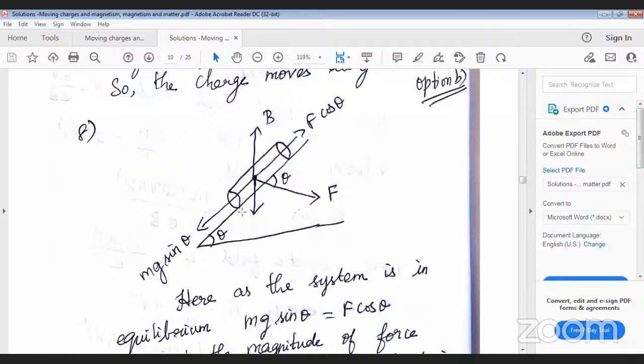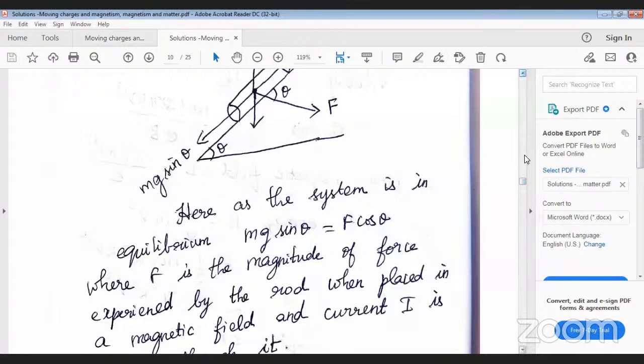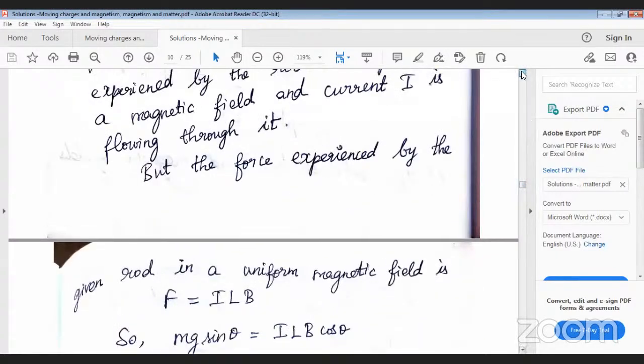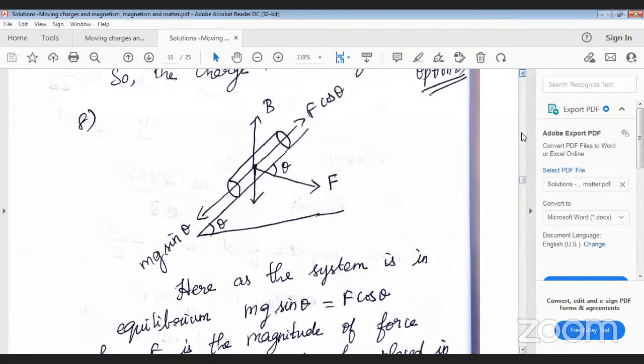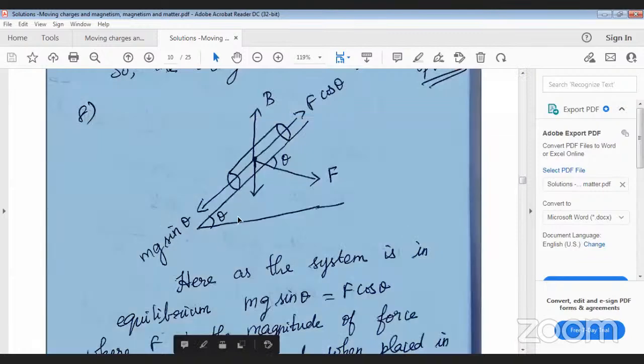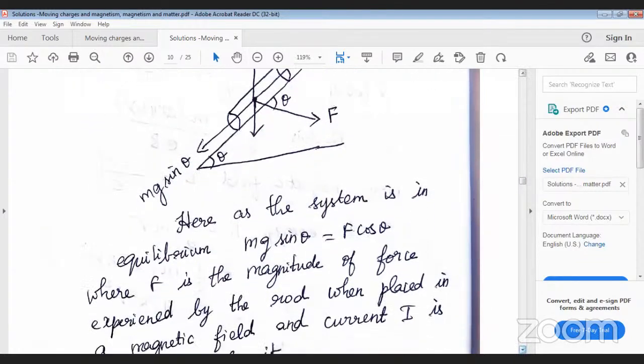So the weight of the rod can be resolved into mg sin theta and mg cos theta components. The mg sin theta component is balanced by the force. They have told us that the rod is prevented from falling. That means it is in equilibrium condition. So equilibrium condition means this mg sin theta should be balanced by this F cos theta. So mg sin theta equal to F cos theta.